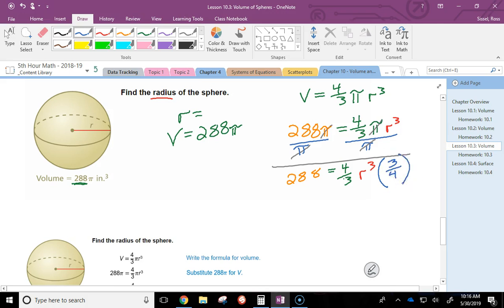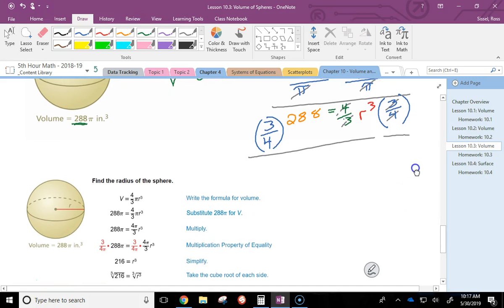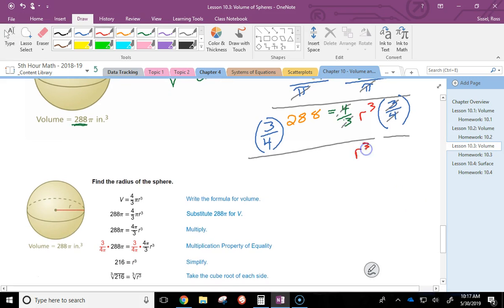You get rid of a fraction. If a fraction's multiplying, you multiply by the reciprocal. So 4/3, I'm going to times by 3/4. So this side I have to do 3/4. And the reason we do that is if I have 4/3 times 3/4, well, the 4's cancel each other out, the 3's cancel each other out, and it equals 1. So on this side, I would then be left with r cubed.